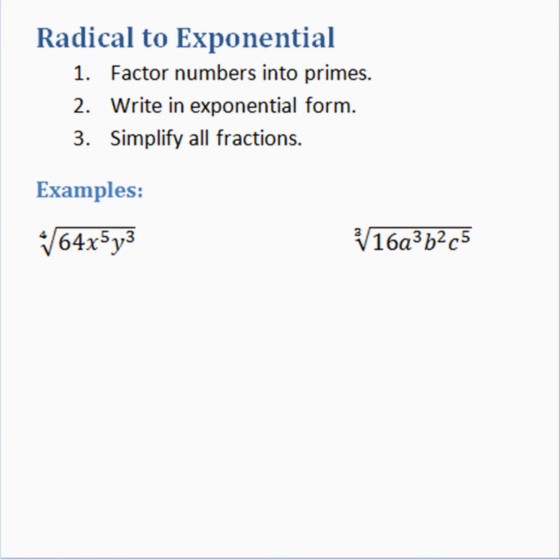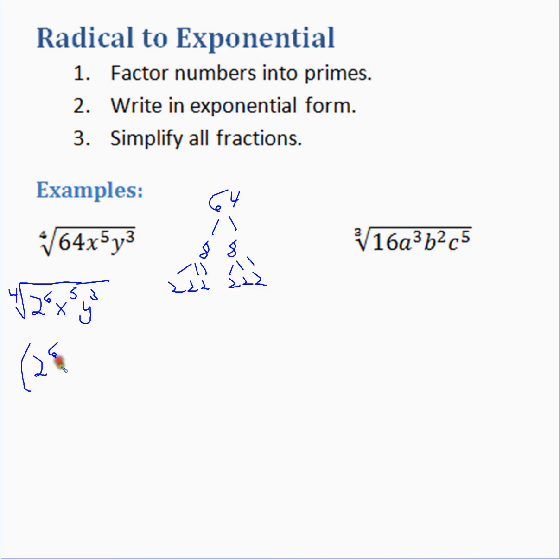Moving on to some other ones. 64: factor the number into primes. So 64 is 8 times 8, and hopefully most of you know that 8 is 2 times 2 times 2. And so 64 is 2 to the 6th. So we have a 4th root here of 2 to the 6th, x to the 5th, and y cubed. We're going to write that as an exponential. So we have 2 to the 6th, x to the 5th, y cubed, the whole thing to the 1/4 power.